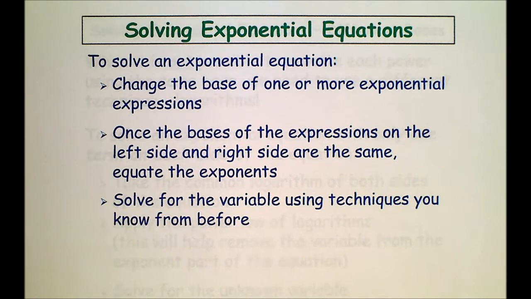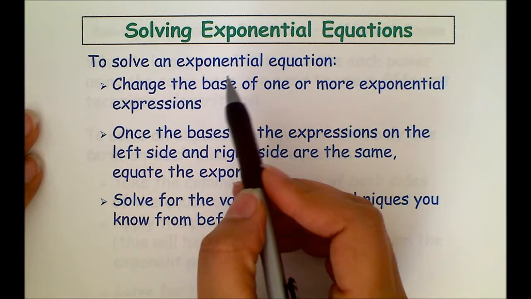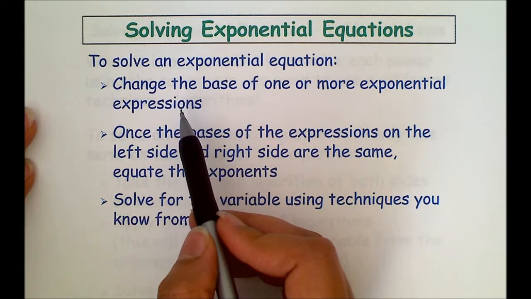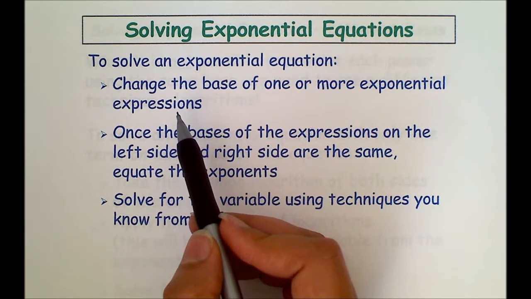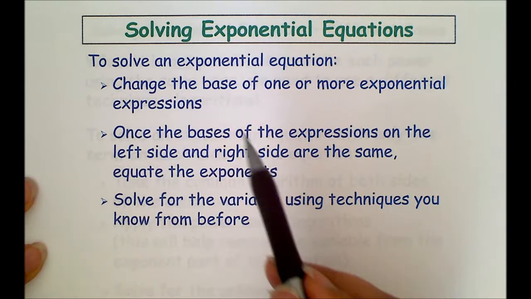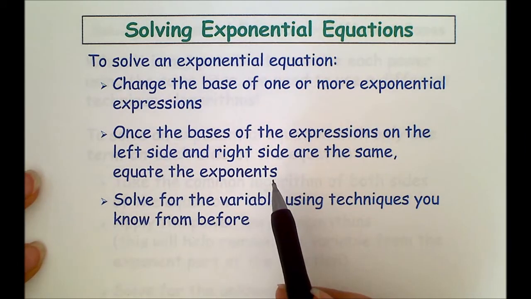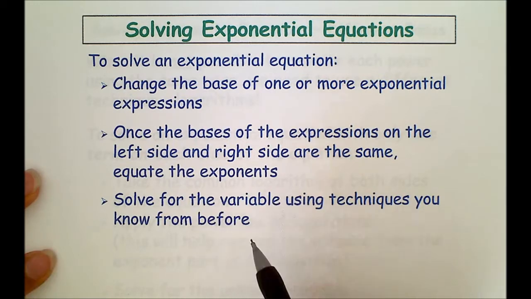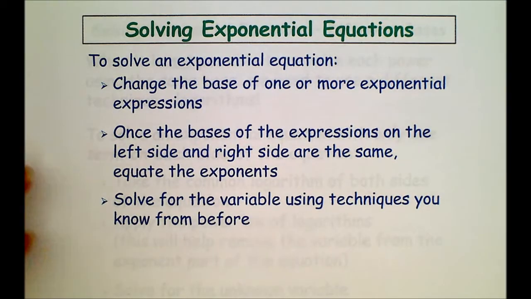So there's a couple of different ways that we're going to solve exponential equations. One way is to try to solve an exponential equation by changing the base of one or more exponential expressions. So looking at the left side and the right side, trying to get both of the bases the same. Sometimes you'll only need to change one of the bases. Sometimes you'll need to change both of the bases so that you can compare their exponents. Once the bases of the expressions on the left side and right side are the same, then you can set the exponents equal to each other and then solve for the variable that's missing using techniques you know from before.